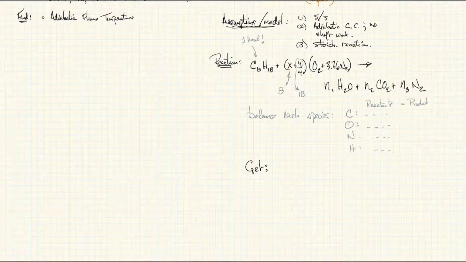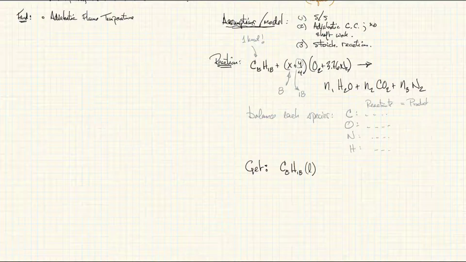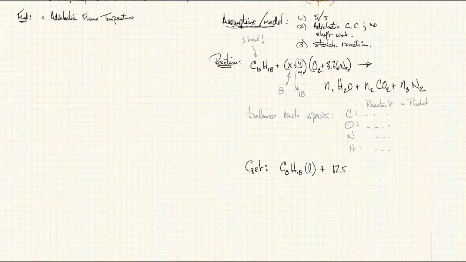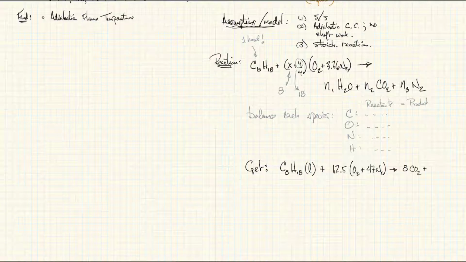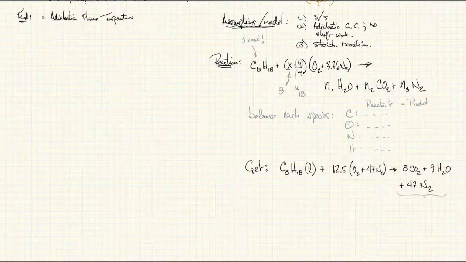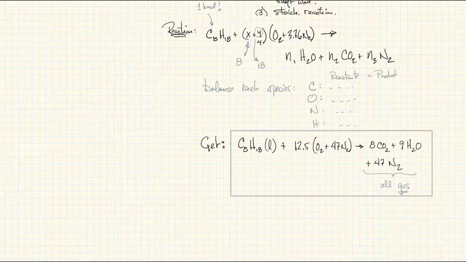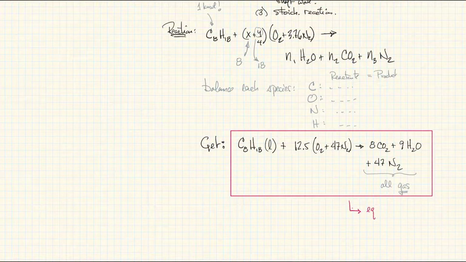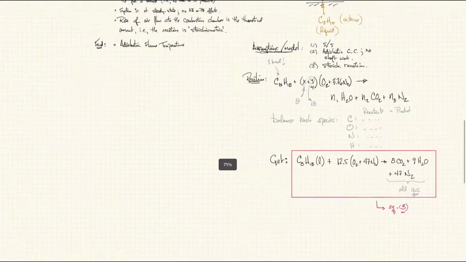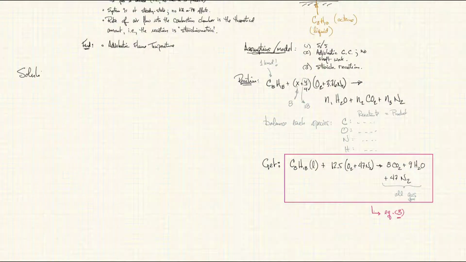So without going through the details of balancing the equation, because that's presented somewhere else, you can show that the number of moles of each product, and you get this simply by balancing each element on the left-hand side with the same number of elements on the right-hand side, must be as such: 8 molecules of CO2, 9 of water, and 47 of nitrogen, all of which must be in gas phase for this particular analysis. In a higher heating value analysis to come out later, we could consider that the water is condensed. We're not going to do that here.